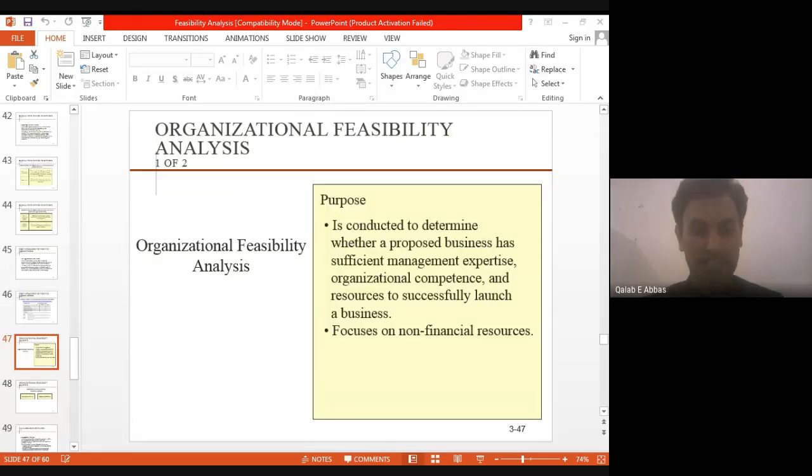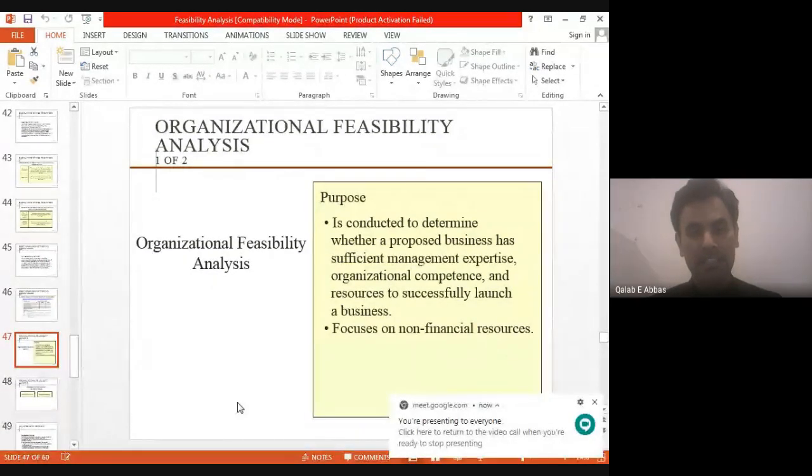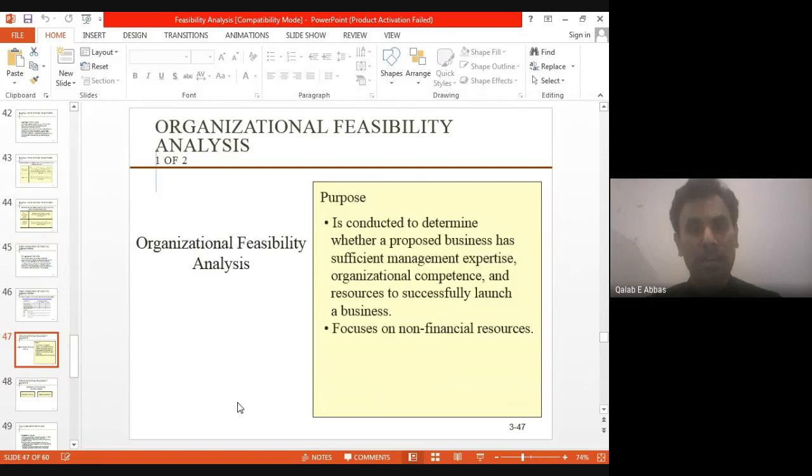that we have discussed in the previous classes. So as you can see on the slides in front of you, organizational feasibility is conducted to determine whether a proposed business has the sufficient managerial expertise, organizational competences and resources to successfully launch the business or not. It focuses on the entrepreneur's managerial skills and the non-financial resources that he requires. There are also financial resources that a manager requires, but the financial part will be discussed in detail in the financial feasibility. In this particular part, we are just going to discuss the non-financial resources required for running the businesses.